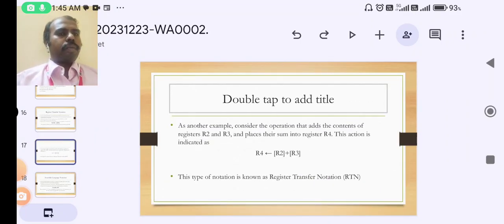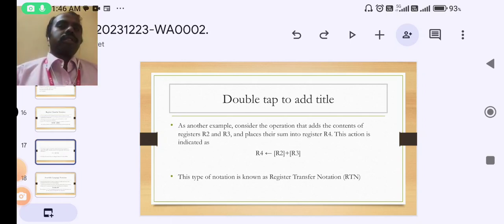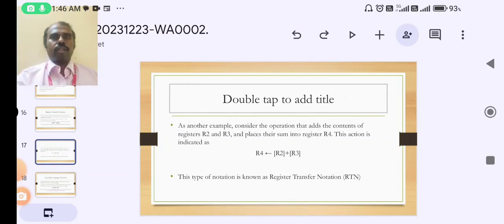So another example, what we are performing is by using the registers alone. Here this is the example for register transfer. Here we are giving inputs to the registers R2 and R3, and we are sending the added value to the register R4. So this type of notation is the register transfer notation.